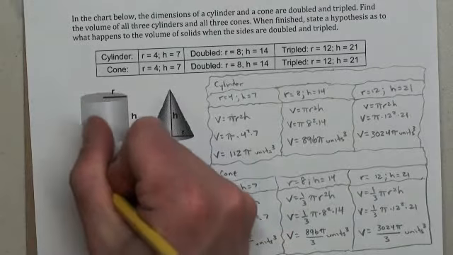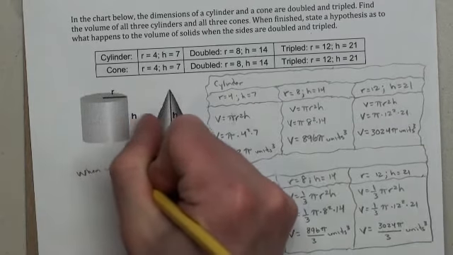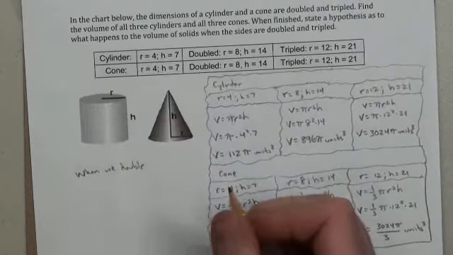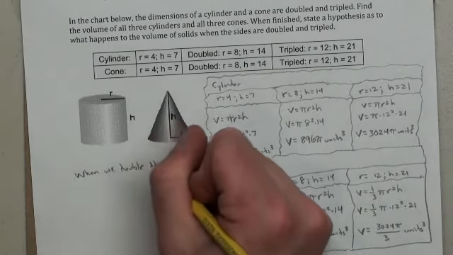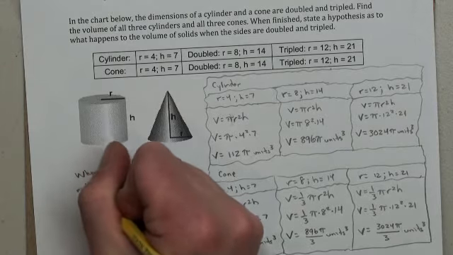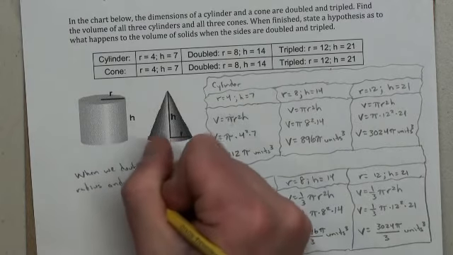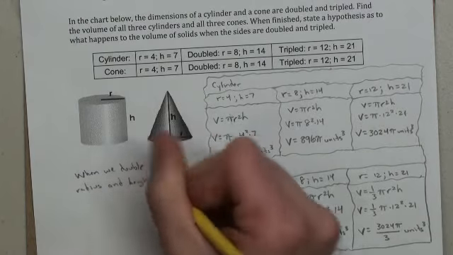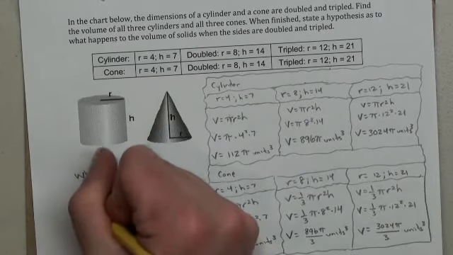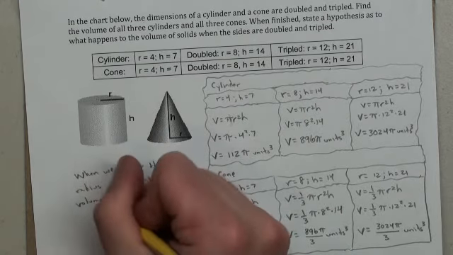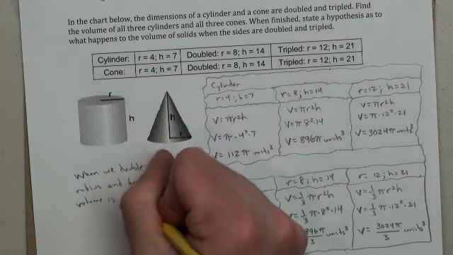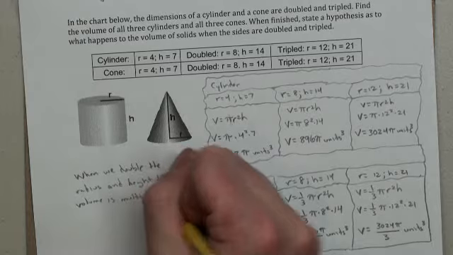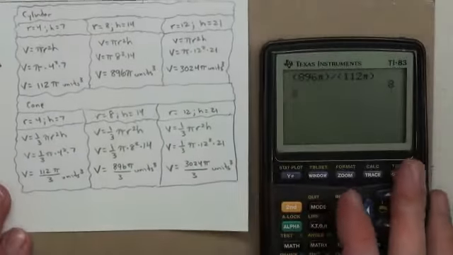So, when we double the radius and height, the volume is multiplied by 8. And let's see if that's true for the cone too, which it should be.